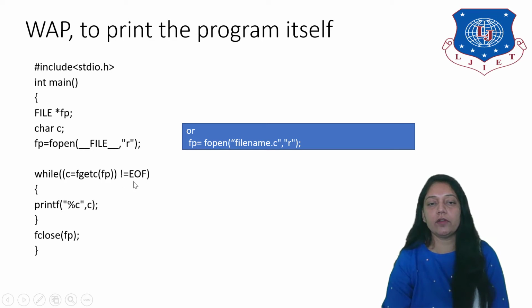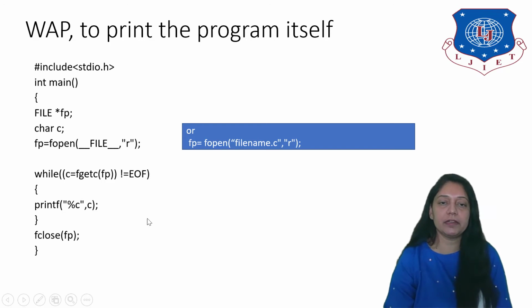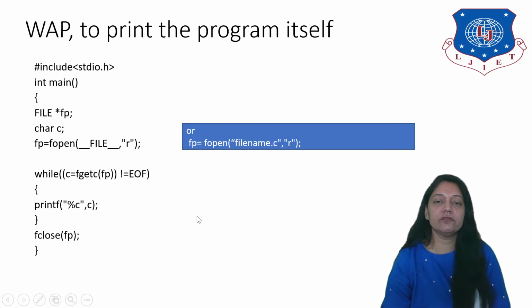If it is not equal to end of file, it means the condition is true. You display the character read from the file on the console using a printf statement. So this printf is in a loop, and this loop will be executed until end of file is reached. Once end of file is reached, we'll come out of the loop and we'll close the file. But the question is tricky, that is, to write a program that prints itself. But the code is very simple.